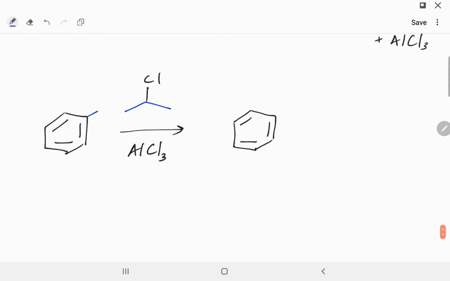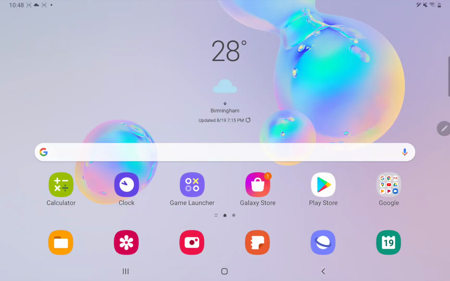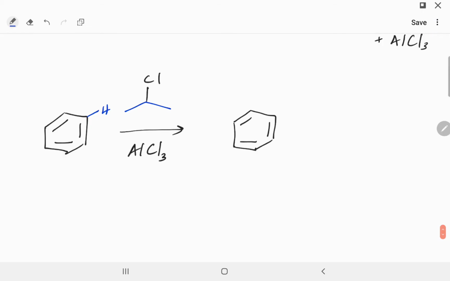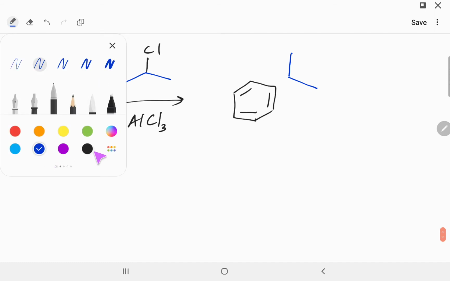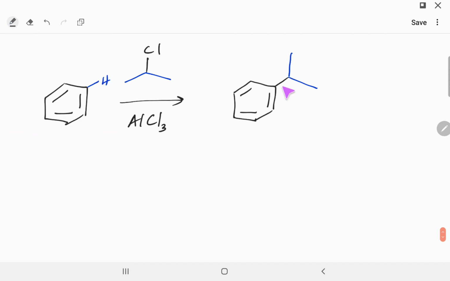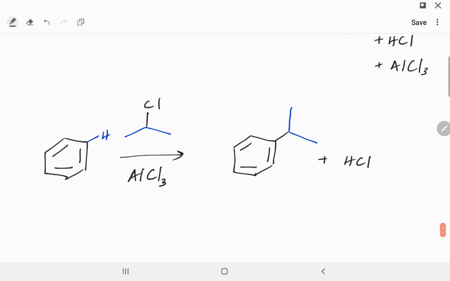Okay, so let's say one of the hydrogens on the benzene ring will be replaced or substituted by the R group, okay? So this is the product that you get. And of course, the byproduct will be HCl.